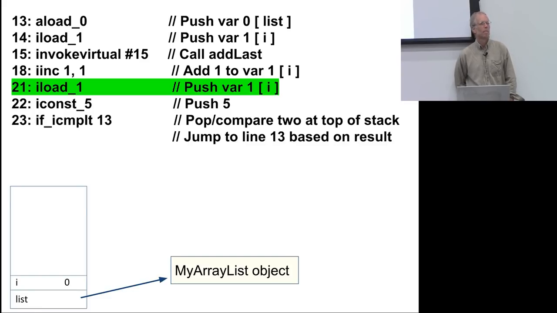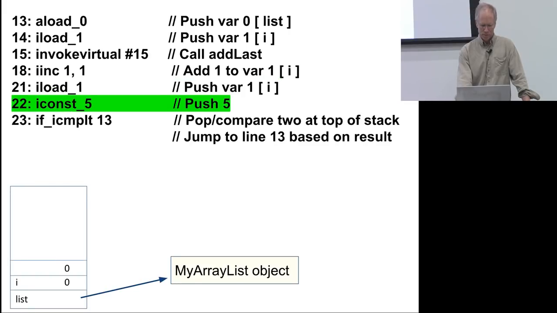You got to check. The condition is I less than 5. Right? So for I equals 0, while I is less than 5, I plus plus. So what happens is we've got to compare I to 5 and see if it's less than 5. So it says iload 1, which means push variable 1 on top of the stack. So we take whatever's stored in variable 1 and push it on top of the stack, and then it says push 5. That isn't variable 5, that's the constant 5.